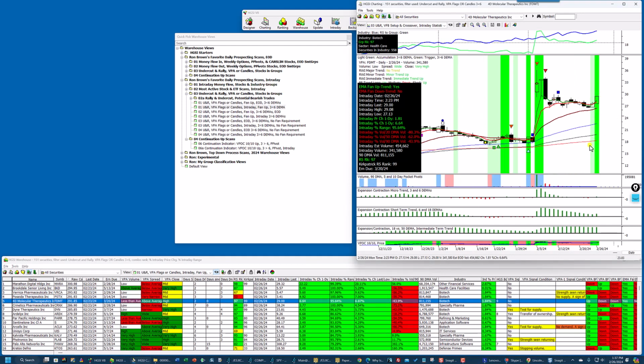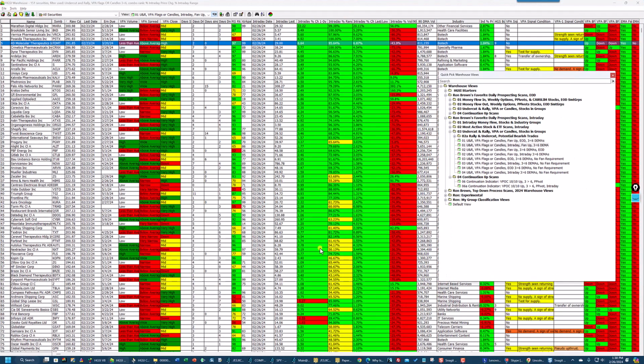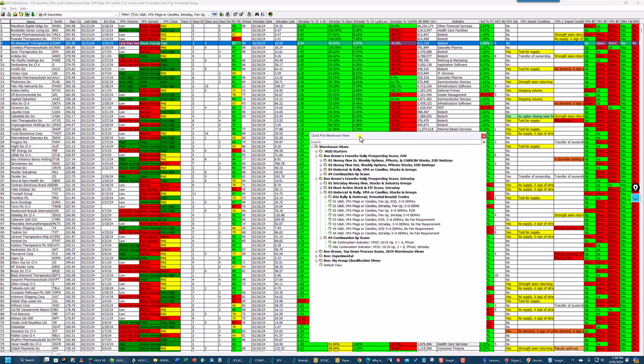Now this is a nice setup here, Molecular Therapeutics. It's crossing over today after an accumulation day yesterday. Look at these, all this green in here. This is just an okay day in the market, but there are always opportunities. I'll make this full screen. And look at all the green here. There's a lot to choose from on the undercut and rally.